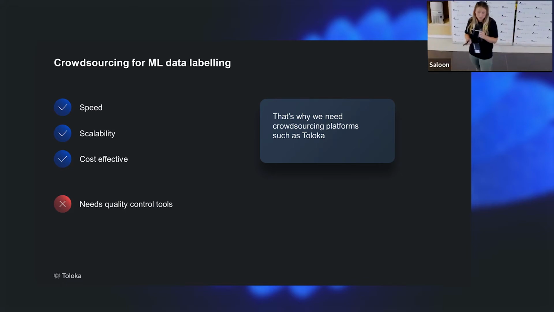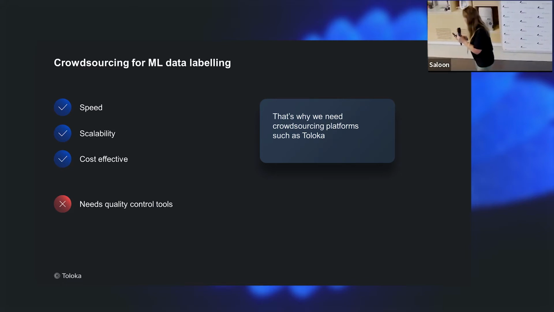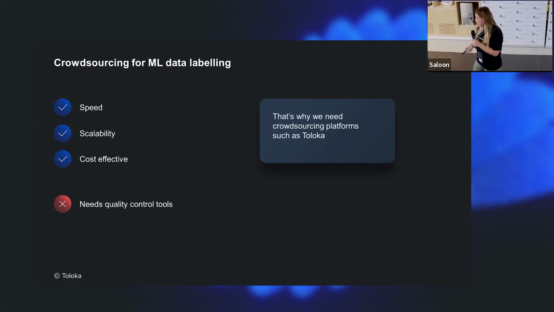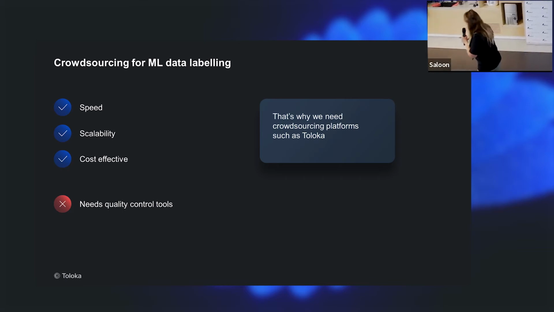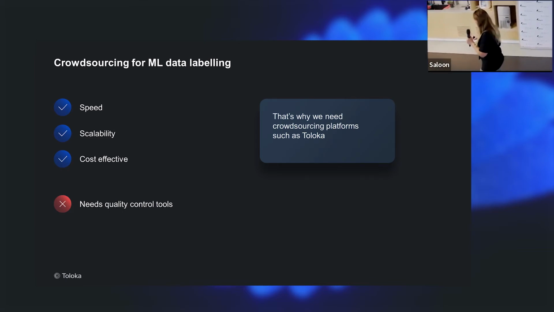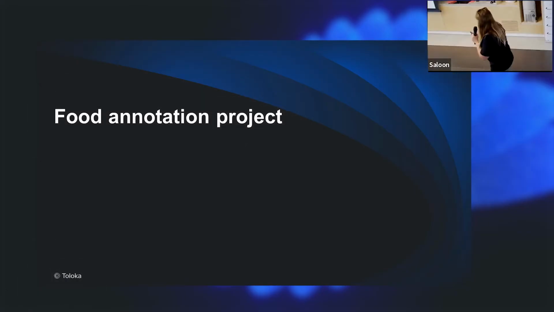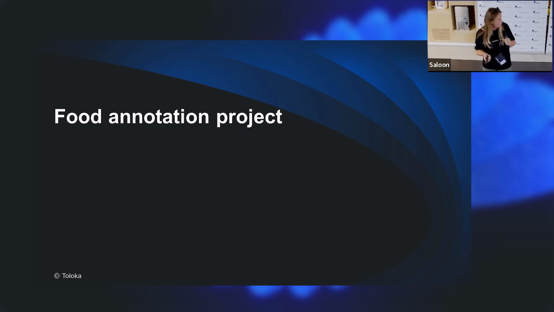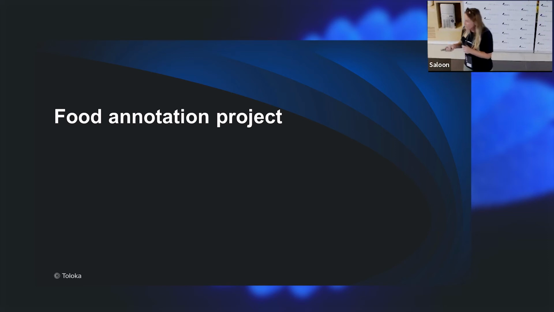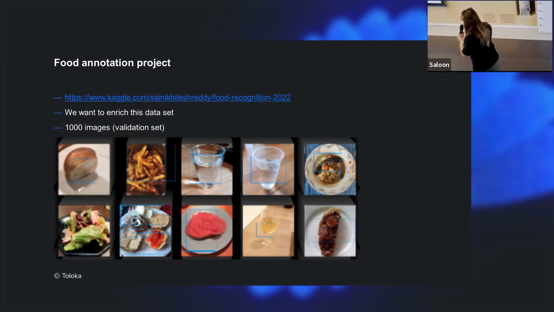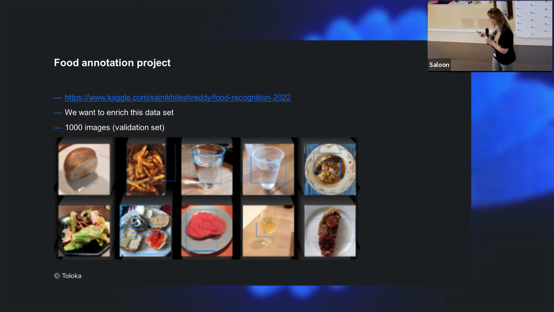What this method does not involve by default is quality control. And this is actually what we try to provide with Toloka. It's a tool that helps us to set up the process and also set up these quality control devices. And the best way to learn is to actually look at a real example. That's why we have prepared a real example for you for this meetup. We want to enrich an existing food data set. This is a data set we took from Kaggle.